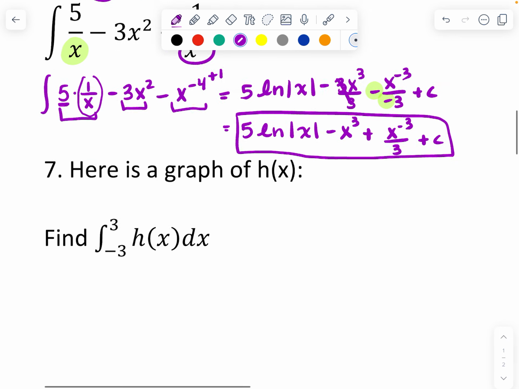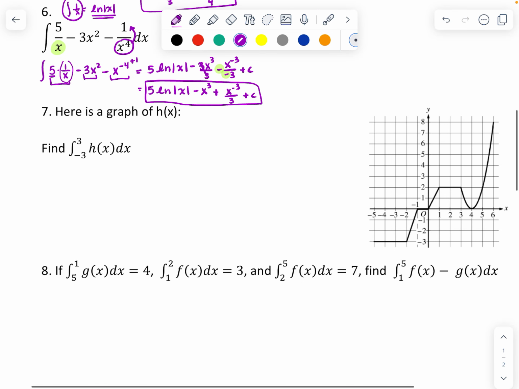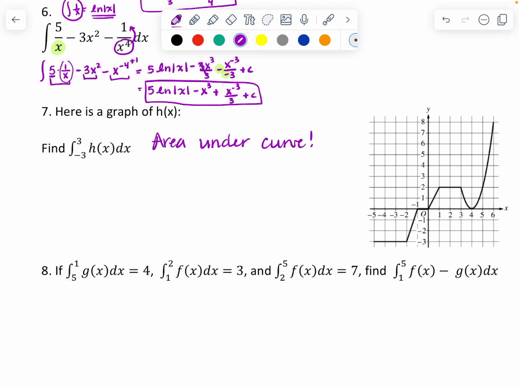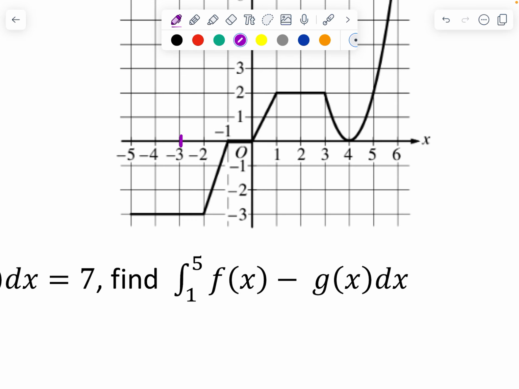All right, number 7, we got a graph. So if you're given a graph of something and you're asked to find the integral, you want to think area under the curve. And again, we did this one in class today, right? So I'm just going from -3 to 3. So let's check this out. I'm starting at -3 and I'm ending at 3. So let's make our boundaries here.